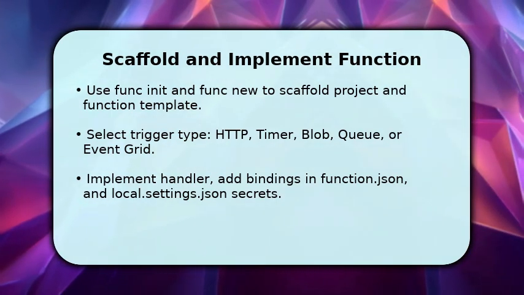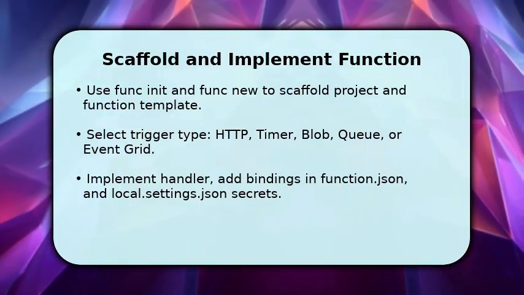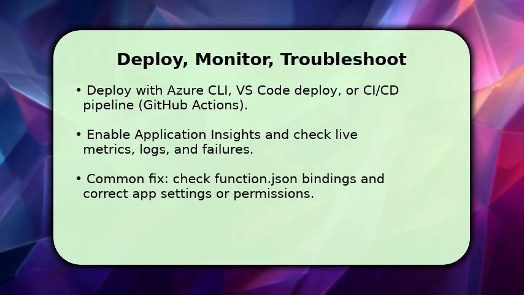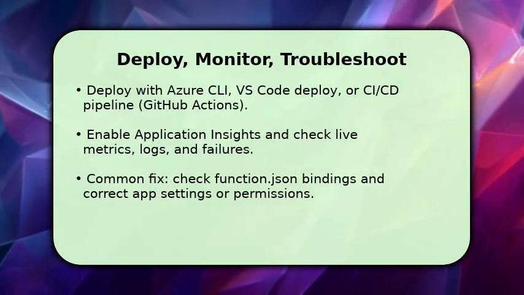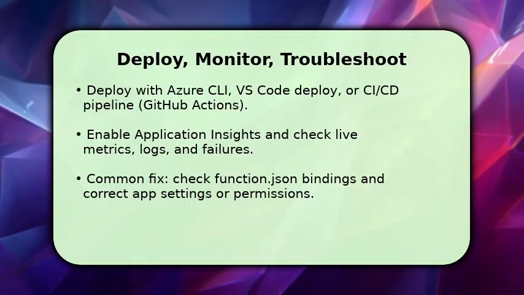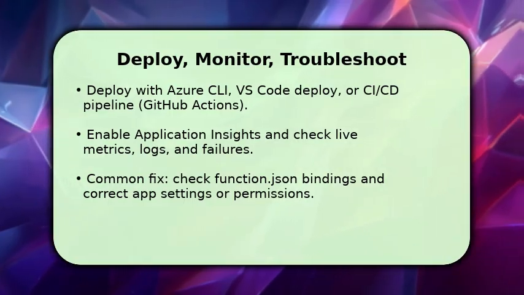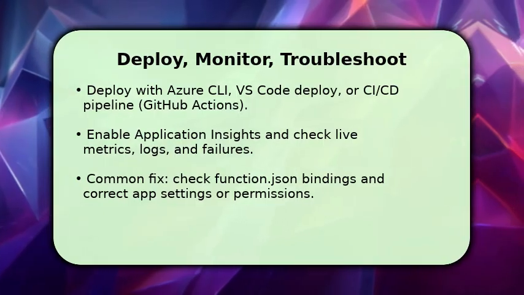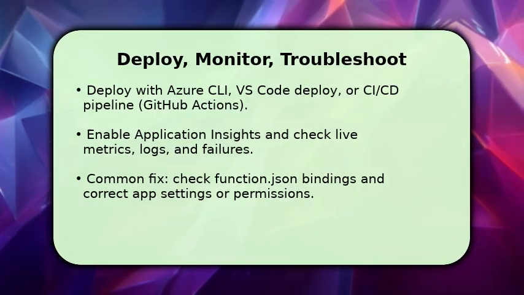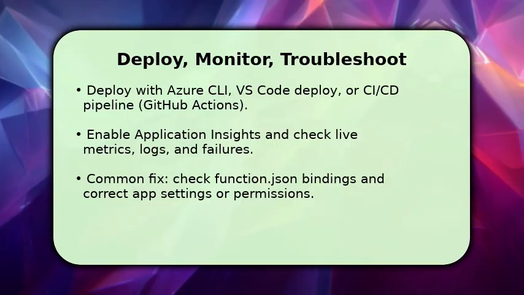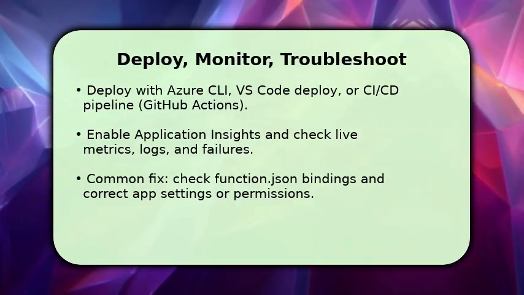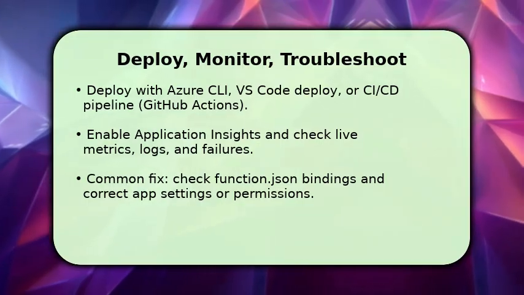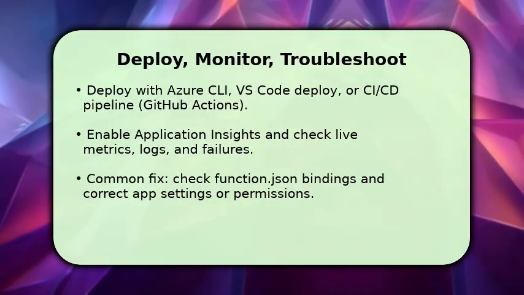Finally, deploy your function using az functionapp deploy, the VS Code deploy extension, or set up CI/CD with GitHub Actions for repeatable releases. Once deployed, enable Application Insights to collect traces, exceptions, and performance metrics so you can monitor invocations and cold starts. If something fails, first verify function.json bindings and app settings match Azure resource names and connection strings. Often the issue is a missing permission or misnamed setting.